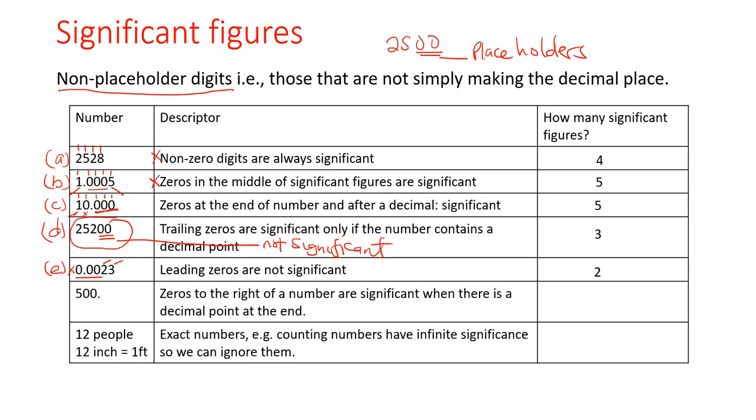F. So we are saying zeros to the right of a number are significant when there is a decimal point at the end. So here you can see there is a decimal point at the end, and we have a number and these 2 zeros to the right, which means this number is significant, this 0 is significant, and this 0 is also significant. As a result, the whole number has 3 significant figures.